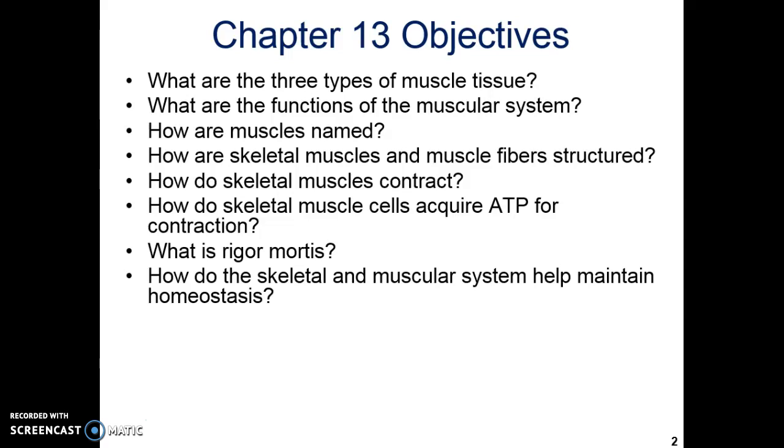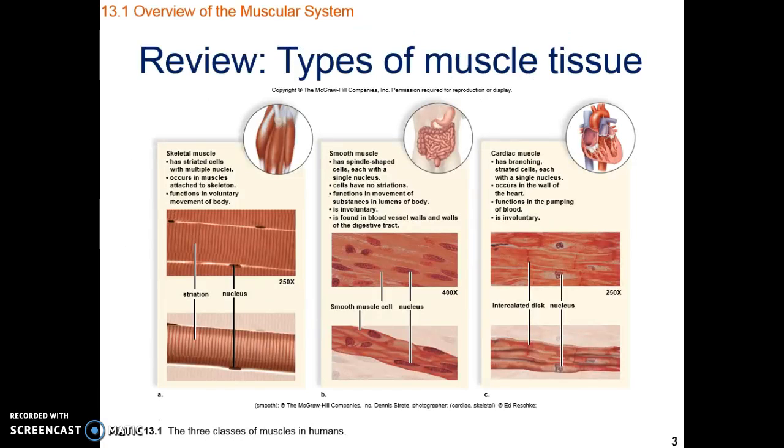Hopefully what you've come to recognize really, and maybe already know, is that the skeletal and muscular system go hand in hand. They're really like peanut butter and jelly when it comes to how the two function and how they function with each other to make the other one look like it's working. So the three types of muscle tissues are skeletal muscle, smooth muscle, and cardiac muscle.